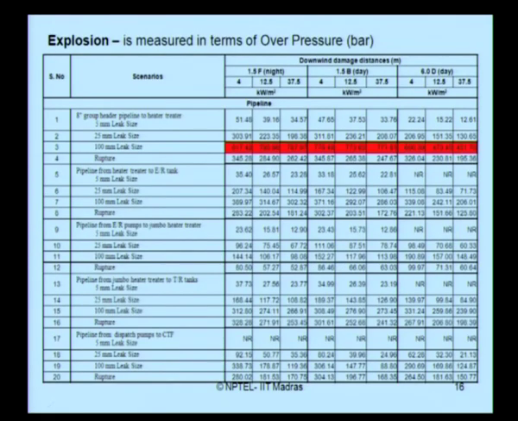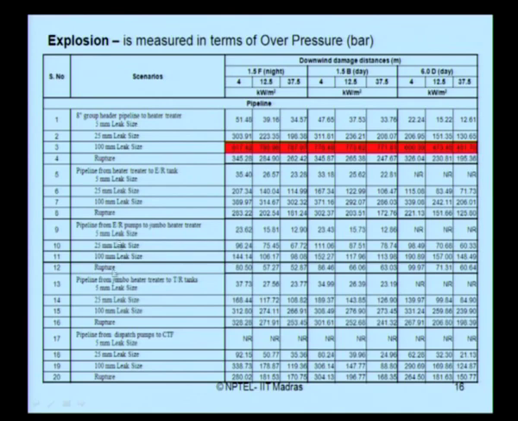Similarly, I look for the third scenario, which I call an explosion. This is generally measured in terms of overpressure in bar. I look for the value of downwind damage distances, and there are some standard threshold values beyond which it is considered very high.